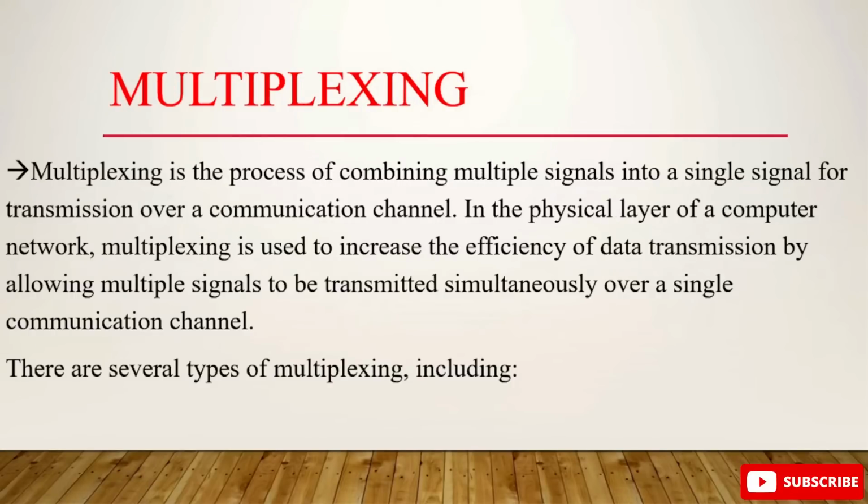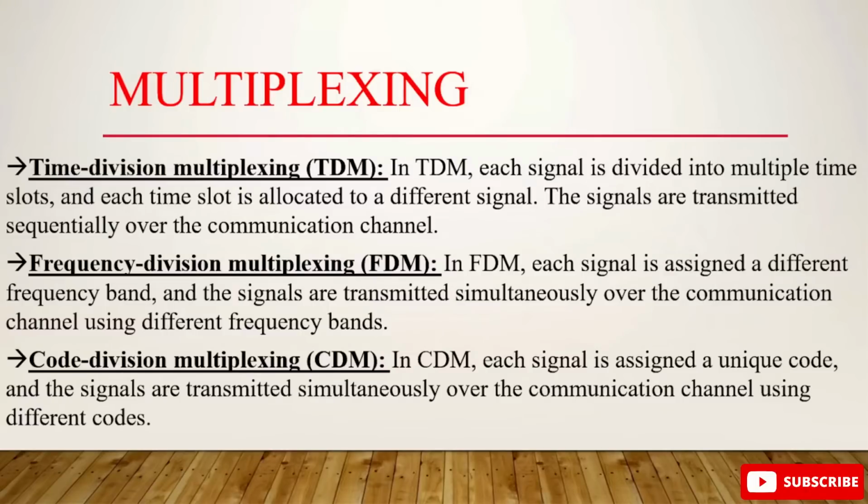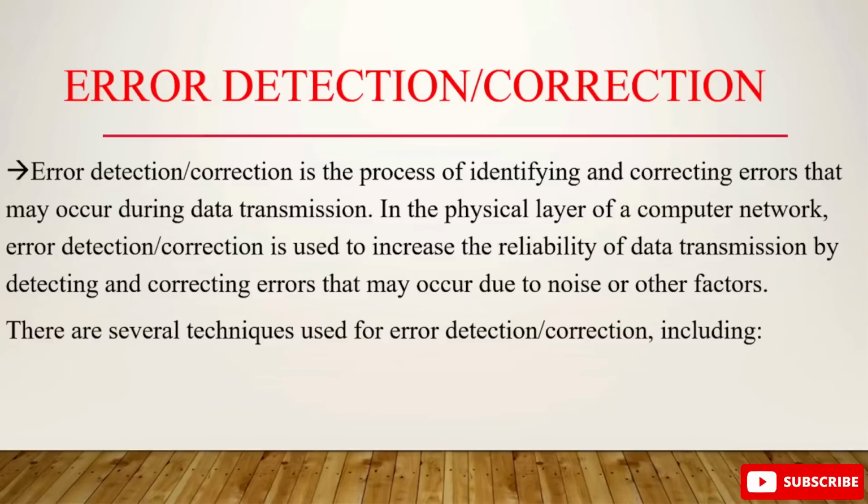Multiplexing is the process of combining multiple signals into a single signal for transmitting over a communication channel. In the physical layer of a computer network, multiplexing is used to increase the efficiency of data transmission by allowing multiple signals to be transmitted simultaneously over a single communication channel. There are several types of multiplexing, including time division multiplexing, frequency division multiplexing, and code division multiplexing.